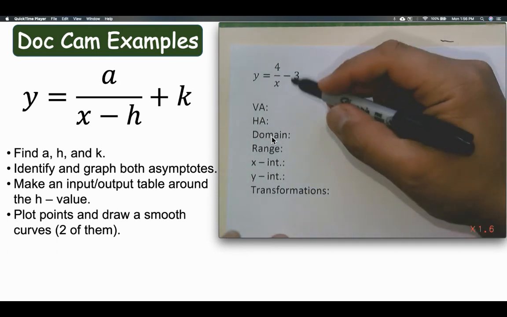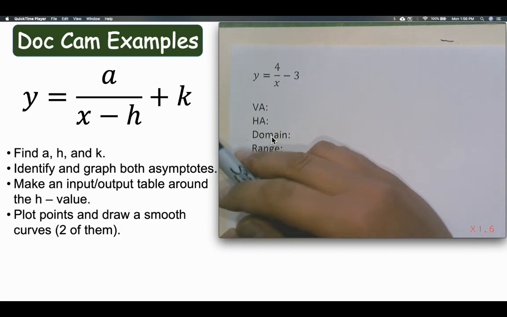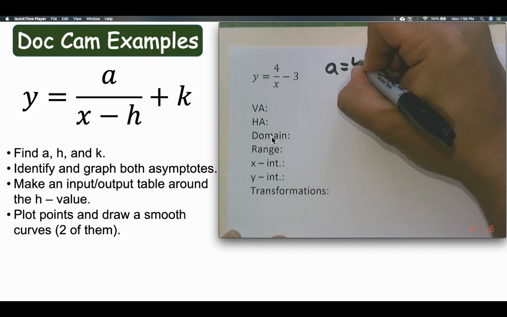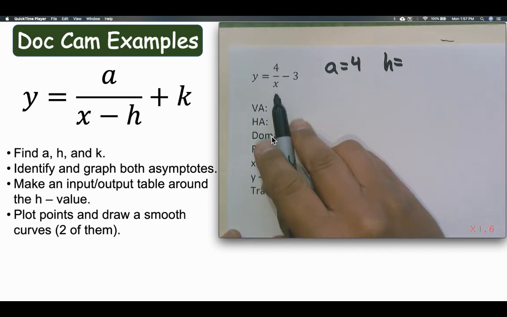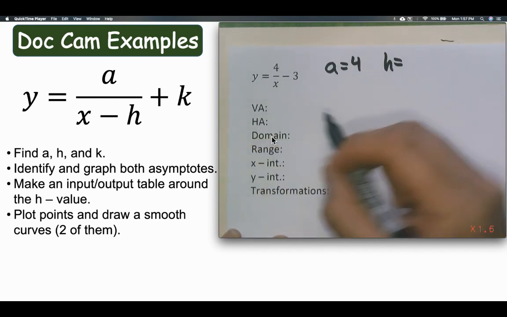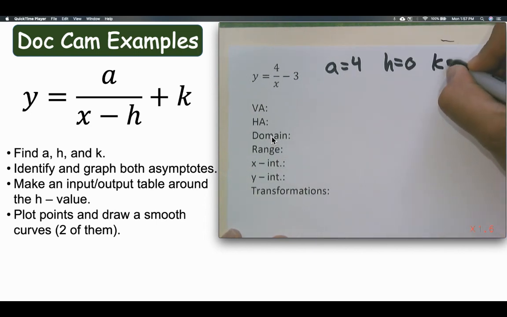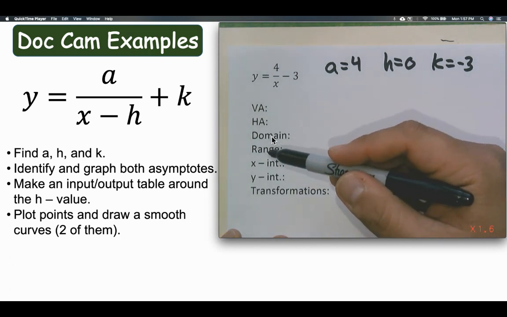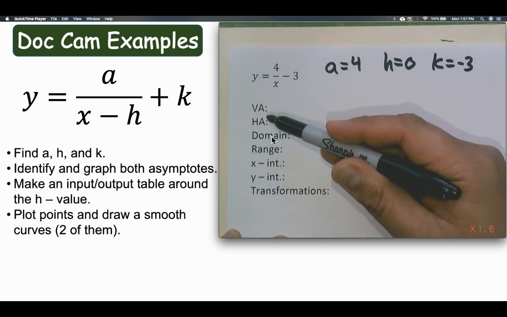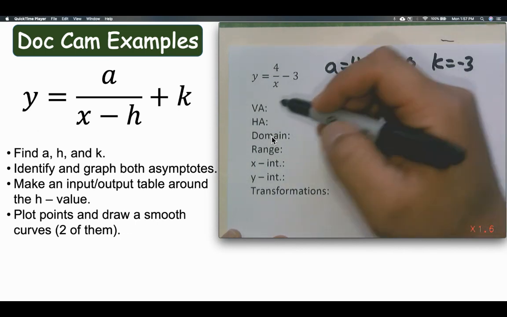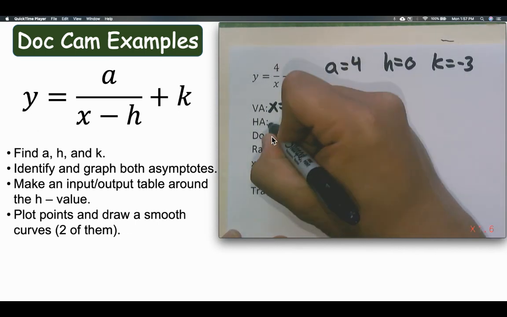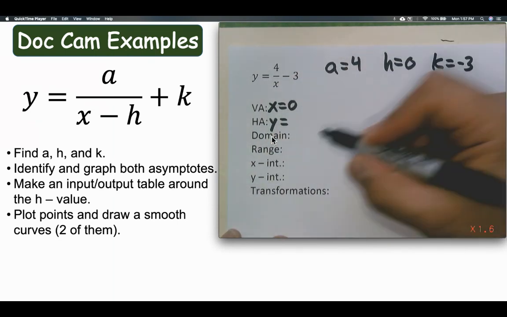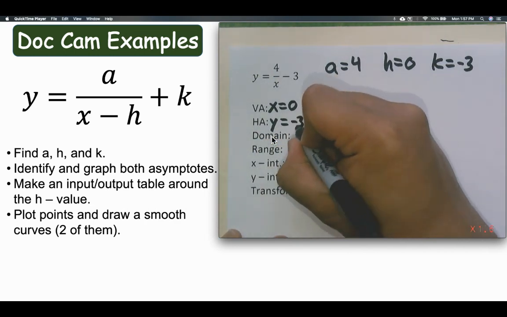So we have, this is in our AHK form, our general form. So first find A. A in this case is a 4. H doesn't look like there's any H down here with the X, so H is 0. And my K value is negative 3. All right, so I found H and K. Let's go ahead and identify my vertical asymptote and horizontal. So vertical goes with X equals. Horizontal is Y equals. So X's go with H's, so that's 0. Y's go with K, so that's going to be a negative 3.